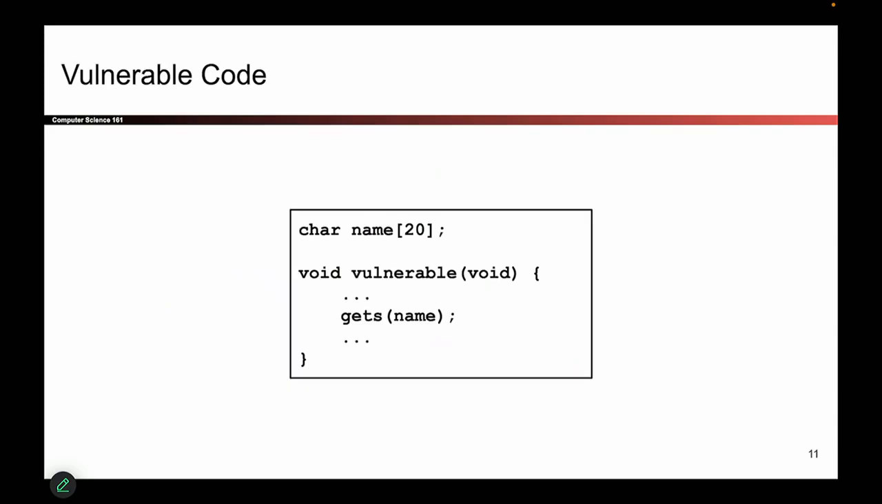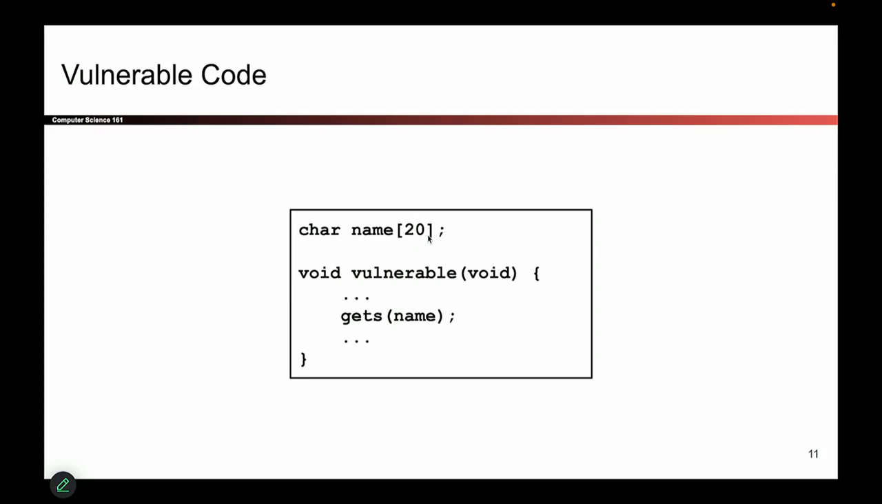OK. So here's an example of a buffer overflow attack. This is kind of the most classic one that you'll ever see. What's happening here is there's some character array called name. Sometimes people say buffer when they talk about a character array, just terminology. But it's just a character array.